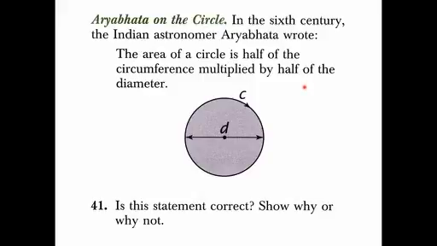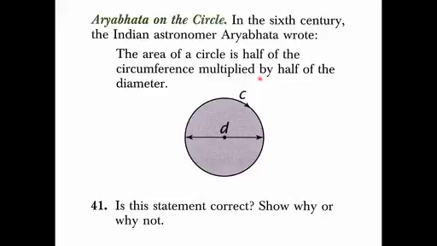Next, another Indian, Aryabhata. He wrote this: the area of a circle is half of the circumference multiplied by half of the diameter. See if you can write that equation out. The area of a circle is half of the circumference multiplied by half of the diameter.